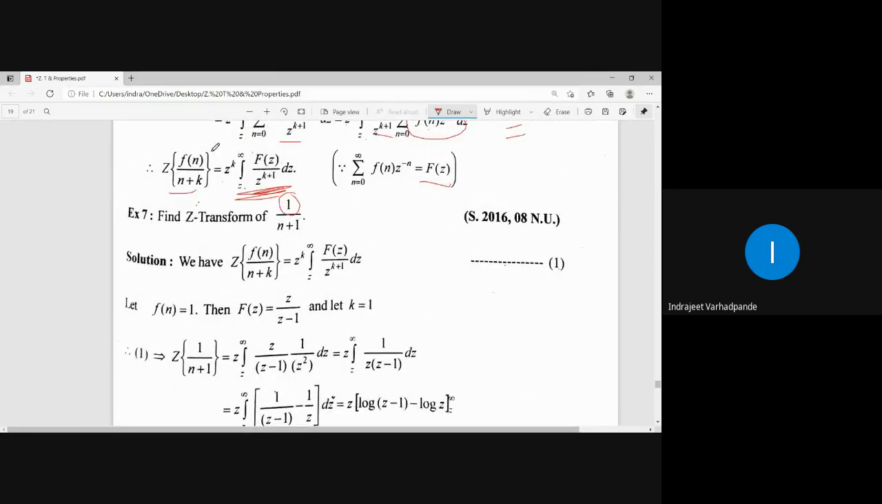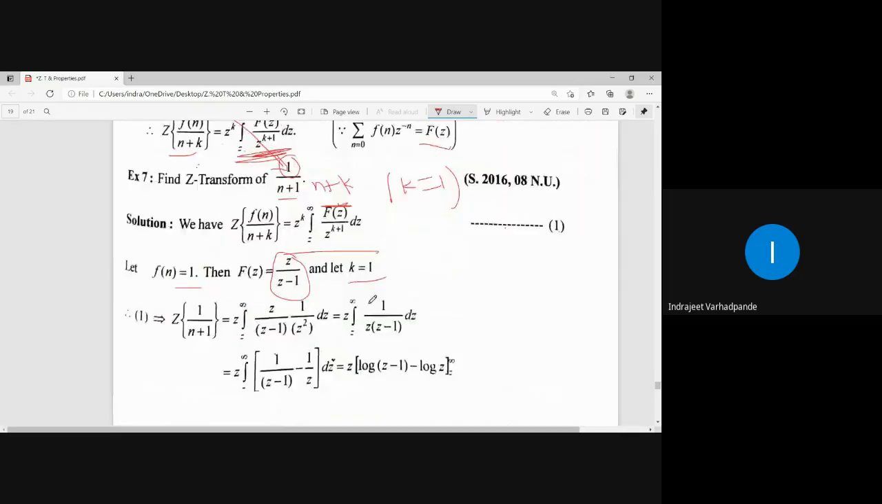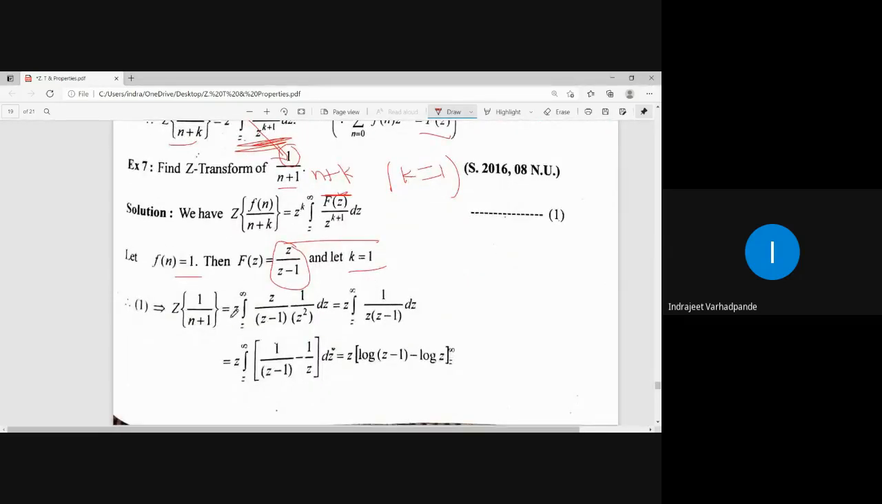So in the numerator there is 1, that is, your sequence f of n is 1. In the denominator, if you compare it with n plus k, what is the value of k? K is equal to 1 is obtained here. So in this property we have f of n upon n plus k. The numerator f of n, which is 1, what is its z transform? Because f of z is going to be used here, it is z upon z minus 1. And what is the value of k? The value of k comes out to be 1. So in the integration we have z into the integral from z to infinity of z upon z minus 1 times 1 upon z to the power 1 plus 1, which is 2.